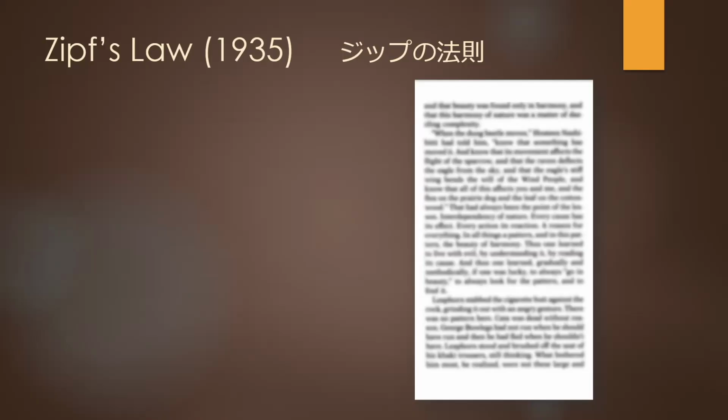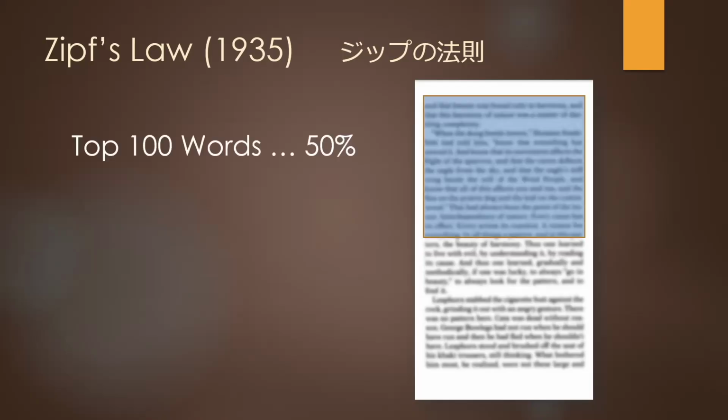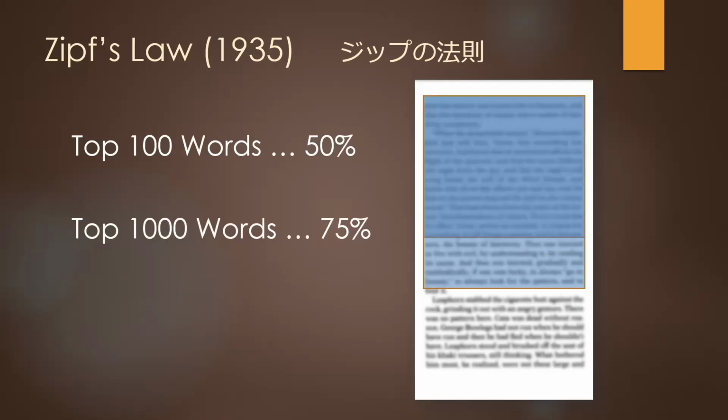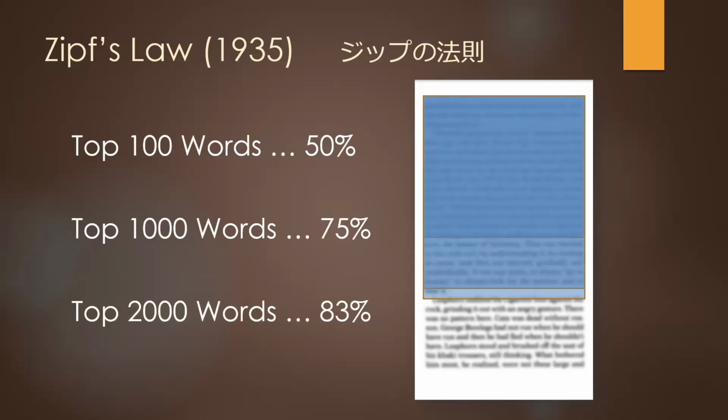Therefore, looking at one page of English text, half of the words are the top 100 most frequent words, used again and again. The top 1,000 words make up 75% of a page of English. However, adding the next 1,000 most frequent words only adds 8% more.